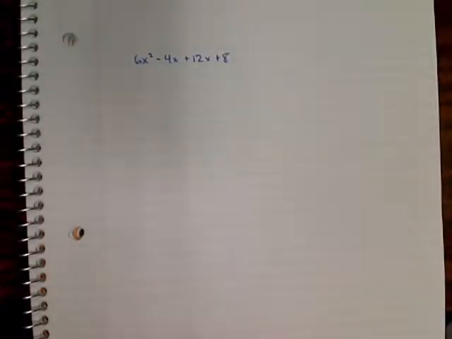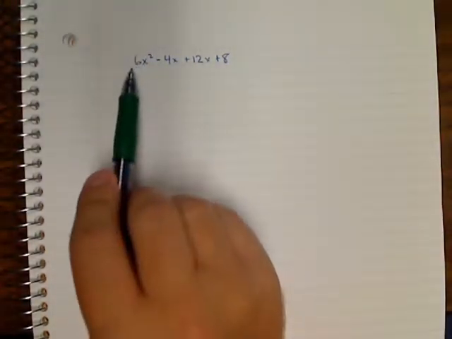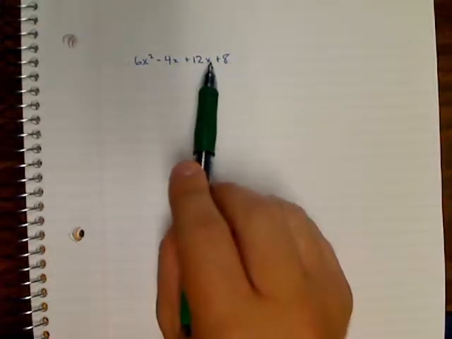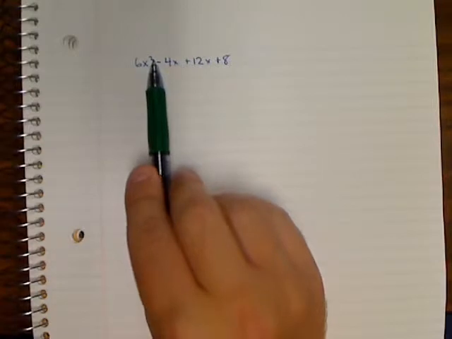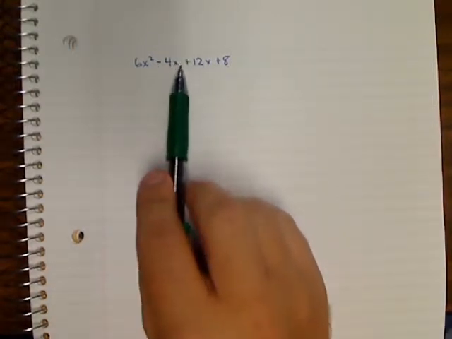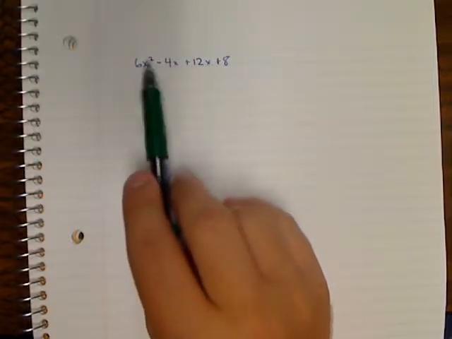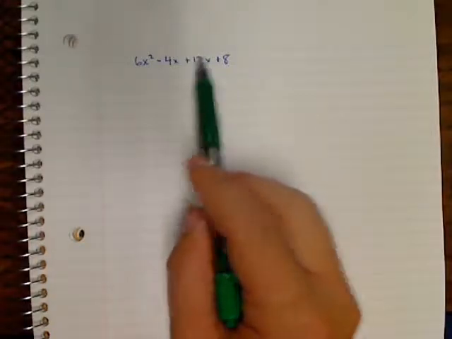Okay, if I'm looking at this problem, I'm not quite done because I can't combine my like terms. Okay, so like we said, my like terms are things that have the same variable and the same exponent. So even though I've got 6x squared, 4x, and 12x, even though they all have x's, this one has an exponent of 2, and these don't have an exponent at all, or an exponent of 1. So I can't combine these with this. But I can combine negative 4x with positive 12x.